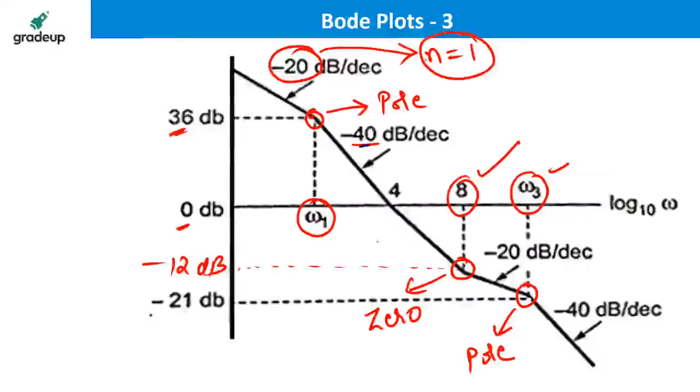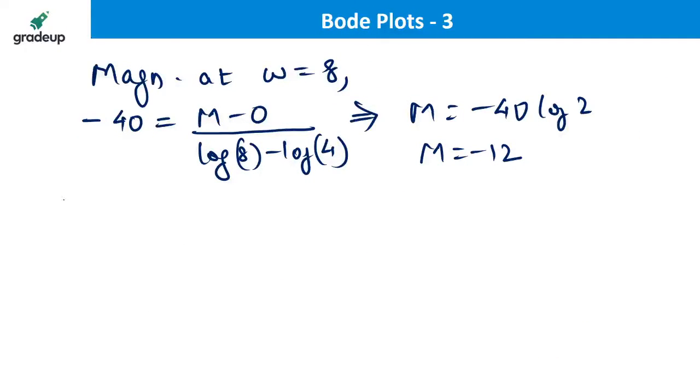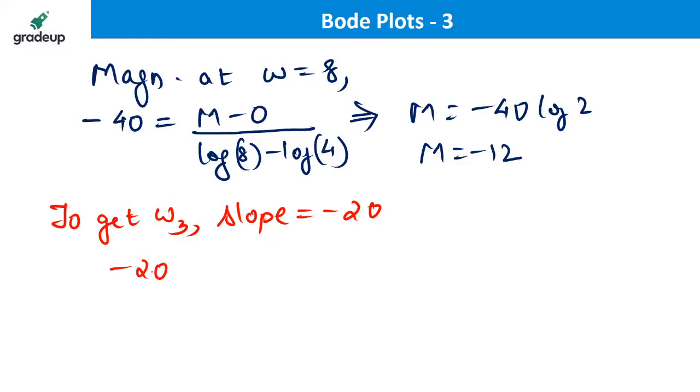All right. Yeah, so let me complete that. Now you can use the minus 20 slope to get omega 3. Now to get omega 3, use the slope equal to minus 20.